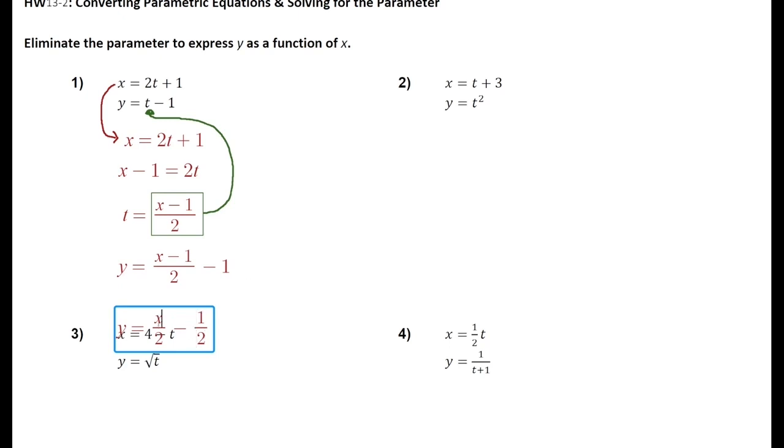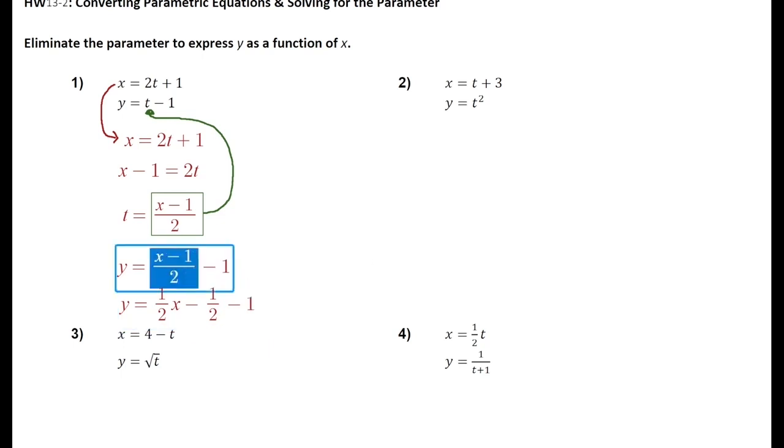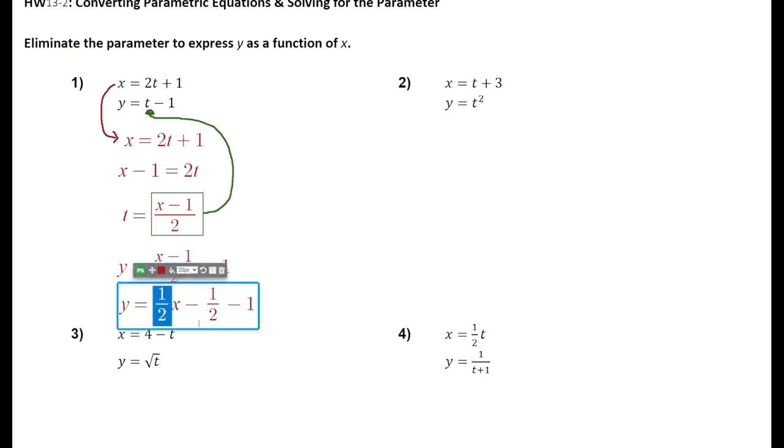A better way of writing this x over 2 is probably going to be 1/2 x. And then you have this minus 1 still kind of hanging out here, right? So basically just separating out this fraction by dividing each term by 2. So you get 1/2 x minus 1/2, and then you got the minus 1.